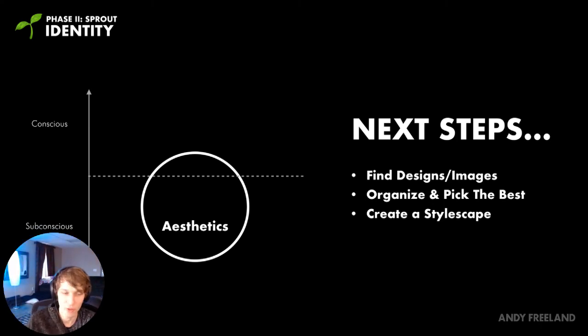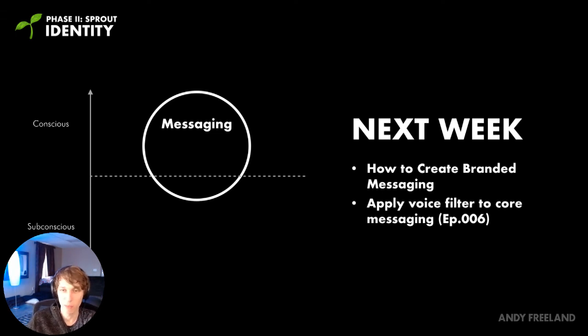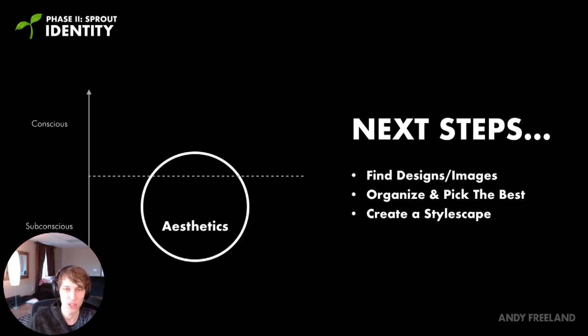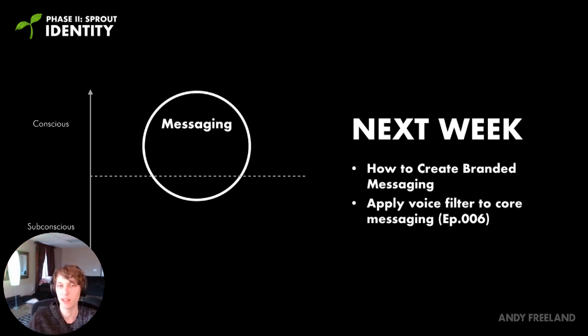Next week, we're going to go back to messaging for part 2, and we're going to look at how to create branded messaging. Essentially, we're going to apply the voice filter that we created last week to the core messaging that we also created last week, and out of that process, we'll create our branded messaging. I purposely wanted to go back and forth between messaging and aesthetics because they work hand in hand, okay? We want what we say to be aligned with what it looks like and how we say it, right? What the vibe is. So there you have it. That's Stylescapes in a nutshell. If you guys have any questions about this process or want to know more, just feel free to ask.